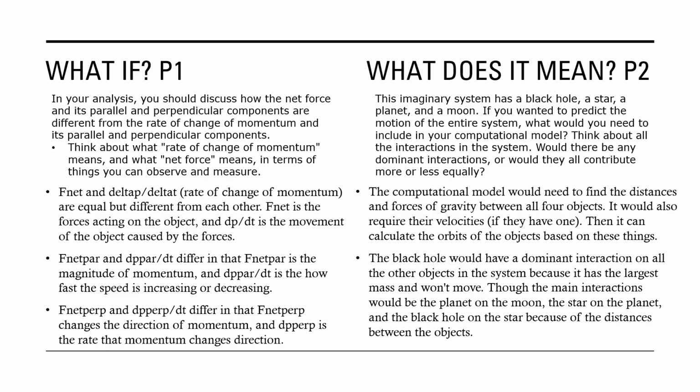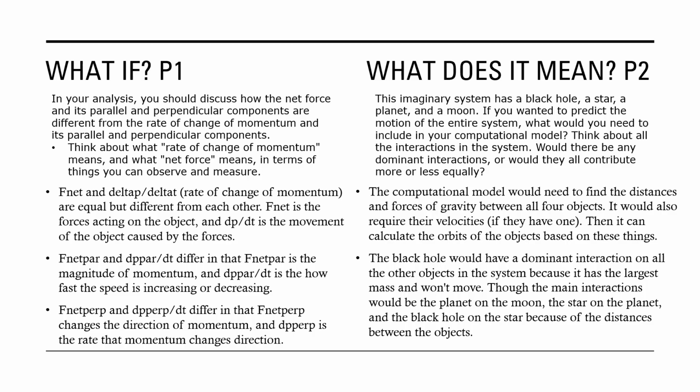What does it mean? This imaginary system has a black hole, a star, a planet, and a moon. If you wanted to predict the motion of the entire system, what would you need to include in your computational model? The computational model would need to find the distance and forces of gravity between all four objects. It would also require their velocities. Then it can calculate the orbits of the objects based on these things.